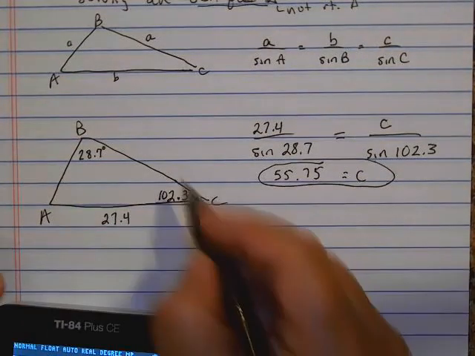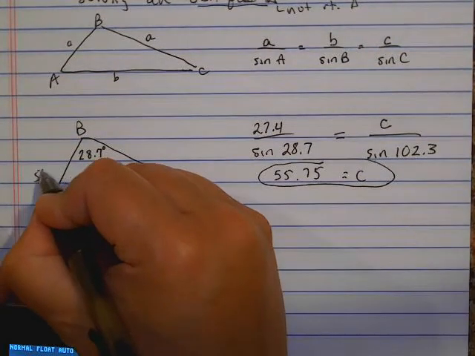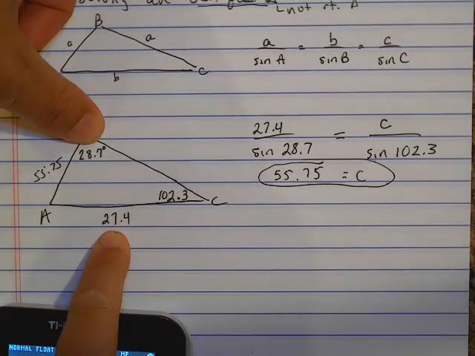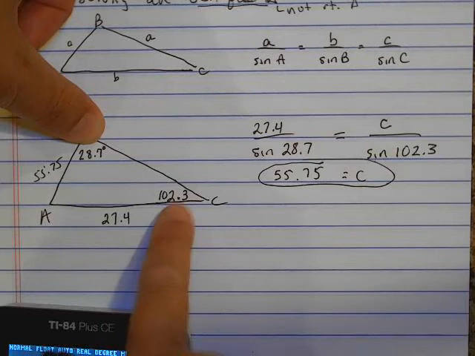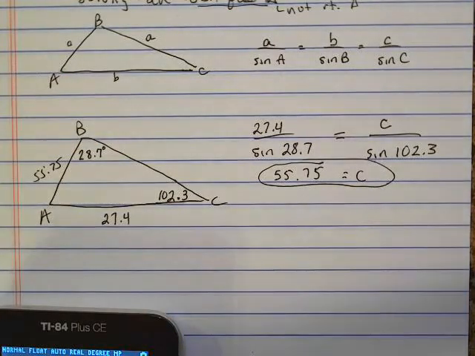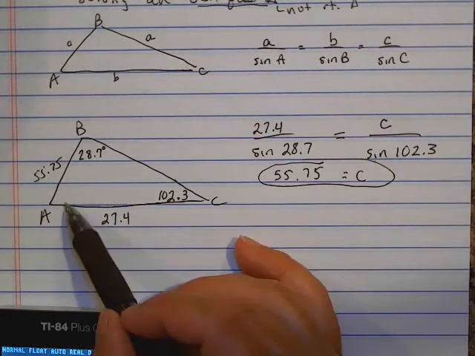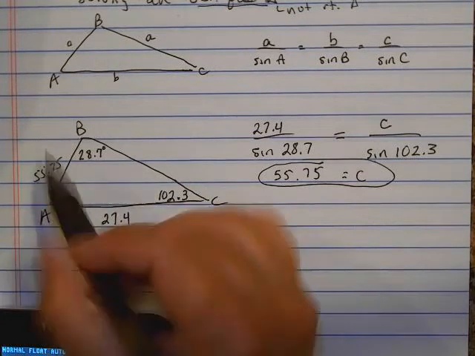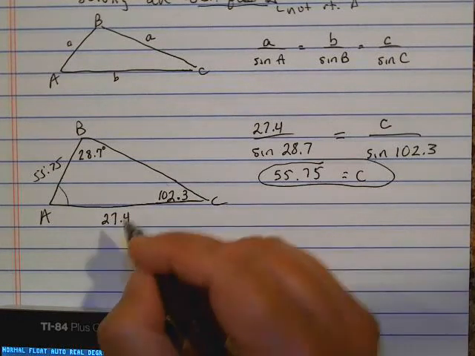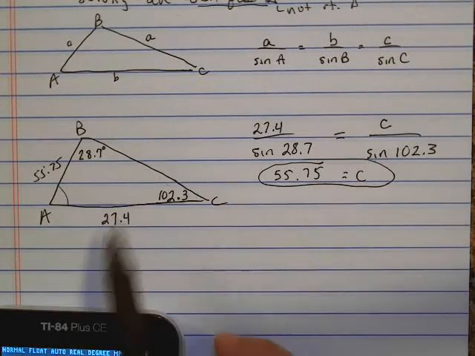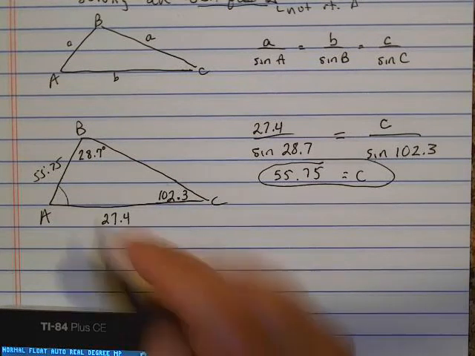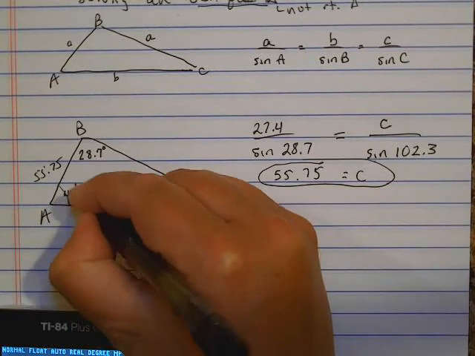Let me see if that makes sense. Would it make sense if this is 28.7, that could be 27.4. This is way bigger, that side's way bigger, so that answer makes sense. So now I need both of these. I can find angle A because I know that these three should add up to 180. So angle A is 180 minus 28.7 minus 102.3, and you get 49 degrees.